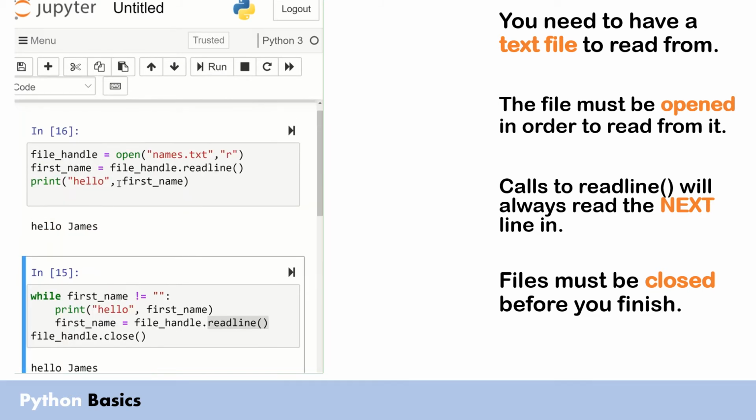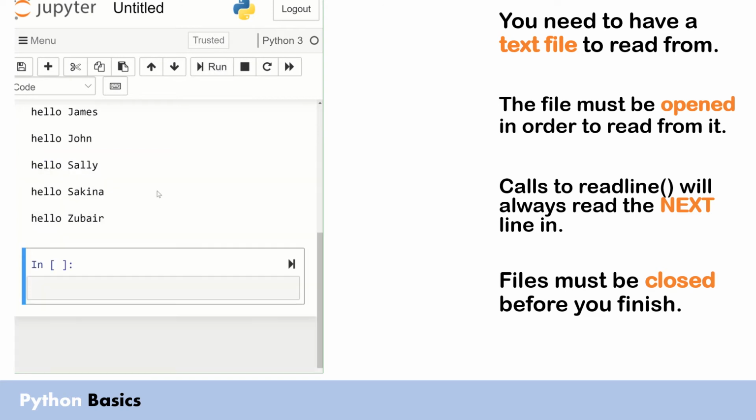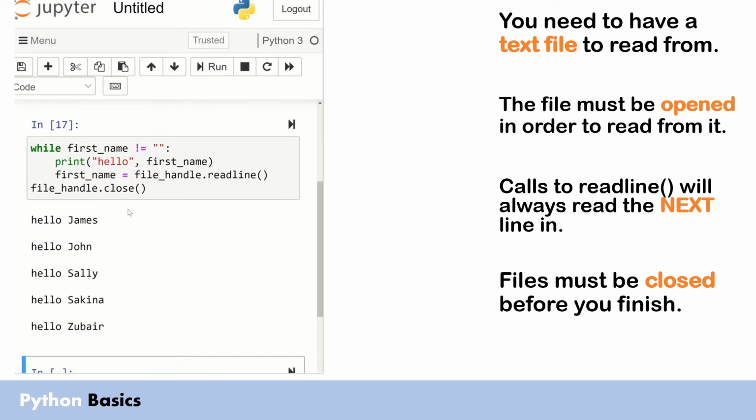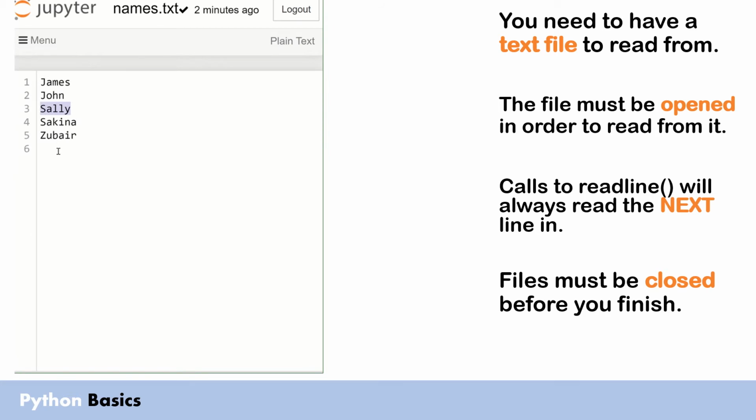That will open the file up and keep it open. I'm then going to run this bit of code again, and now you can see it's doing it properly. So it's printing out hello James, John, Sally, Sakina and Zubair. Once it's finished with Zubair, it stops. And the reason it stops is because it's reading in nothing, basically.